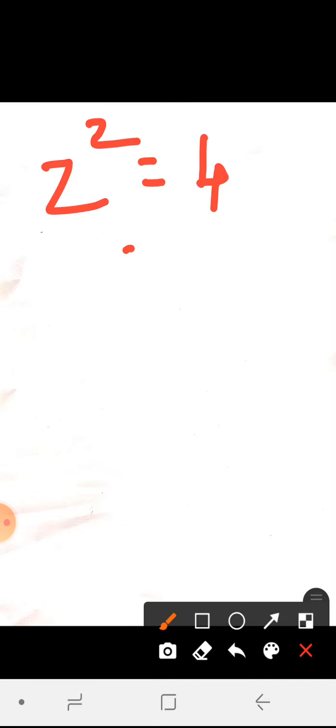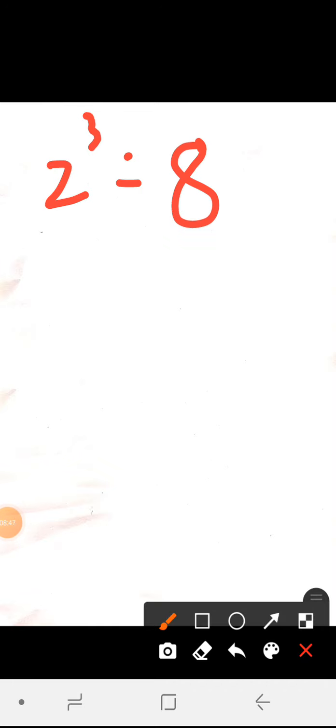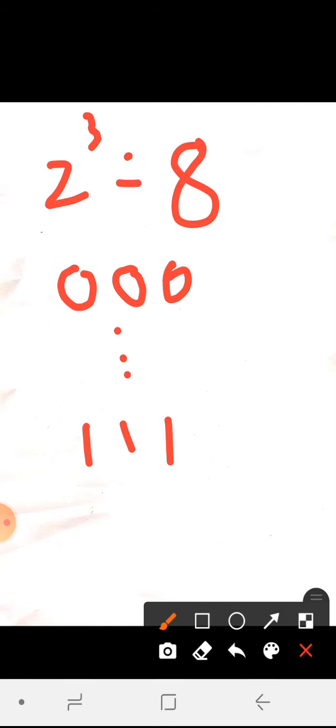So n, we have said, will be the number of bits you are taking to represent. For example, if you are taking 2 bits to represent, then it will be 2 power 2, which will be 4. So the 4 combinations you get are 0 0, 0 1, 1 0, 1 1. If you are taking it as 3-bit, then it will be 2 power 3, which is equal to totally 8 combinations, where it will start at 0 0 0 and end at 1 1 1.